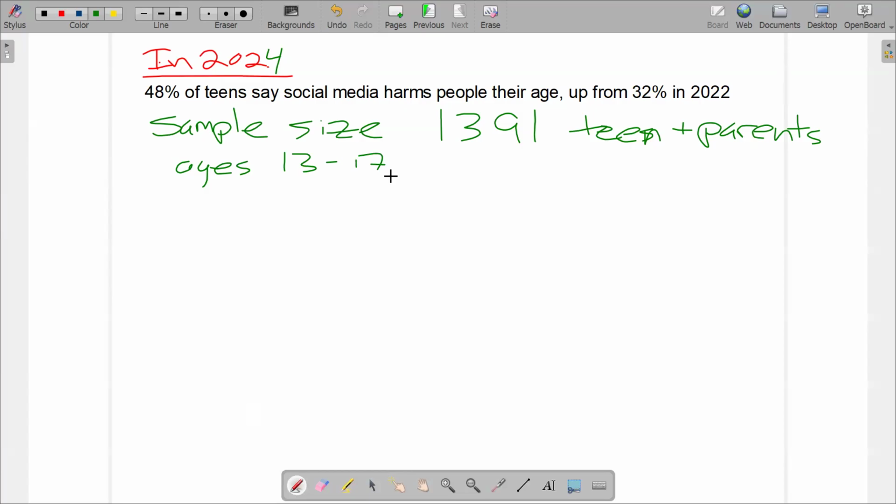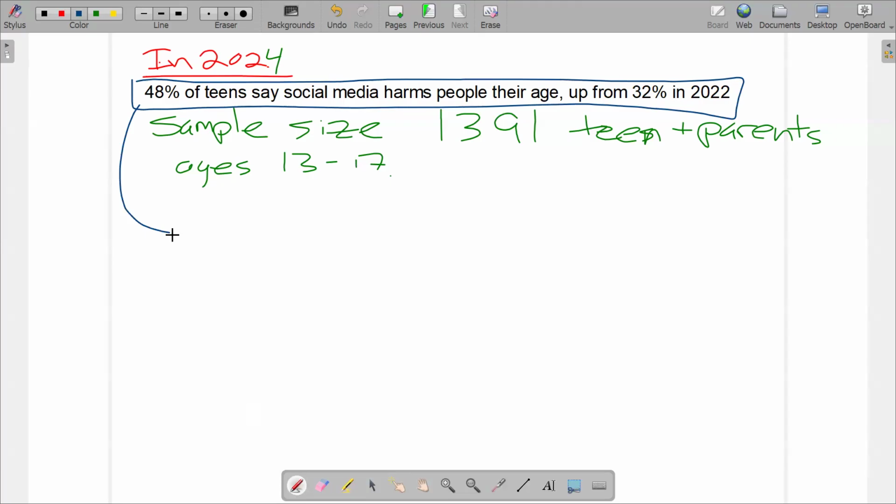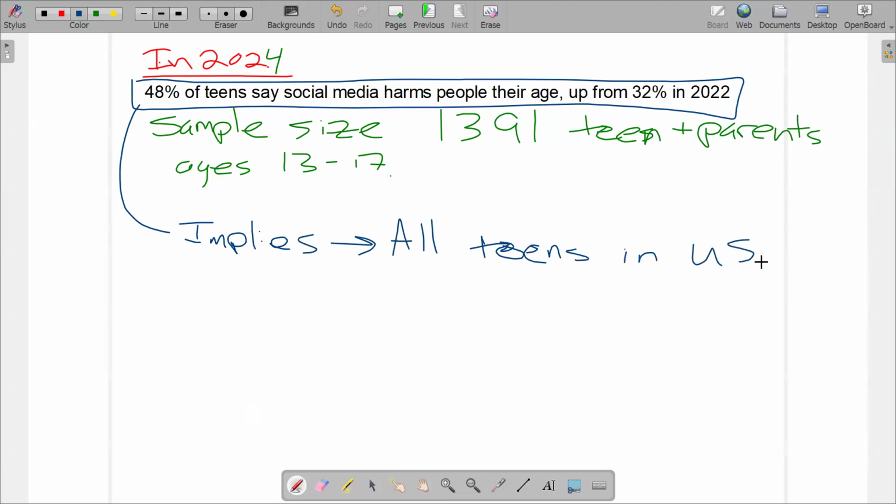Now, when they make a claim like this, the implication is that this represents all teens in the US. That's the point of doing research like this. We think we have a good representative sample, so we can say, okay, this is what's true for the sample. We believe this is about the same for all teens in the United States, which is the target population here.